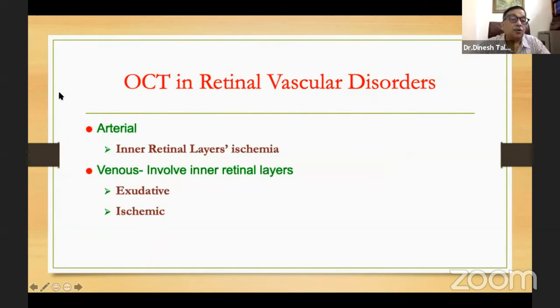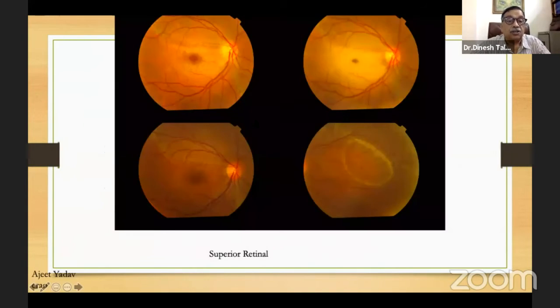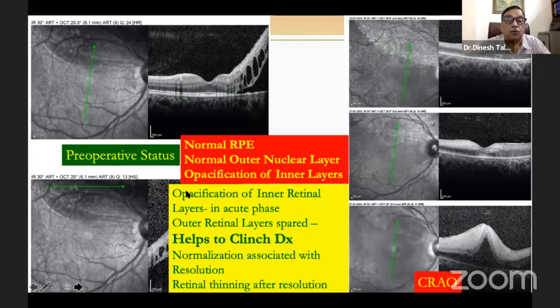Now we come to vascular disorders, the last group of disorders today. You can have arterial and venous disorders. Let's see what they look like. So this is a patient who has a CRAO. And what does the CRAO look like in the OCT?